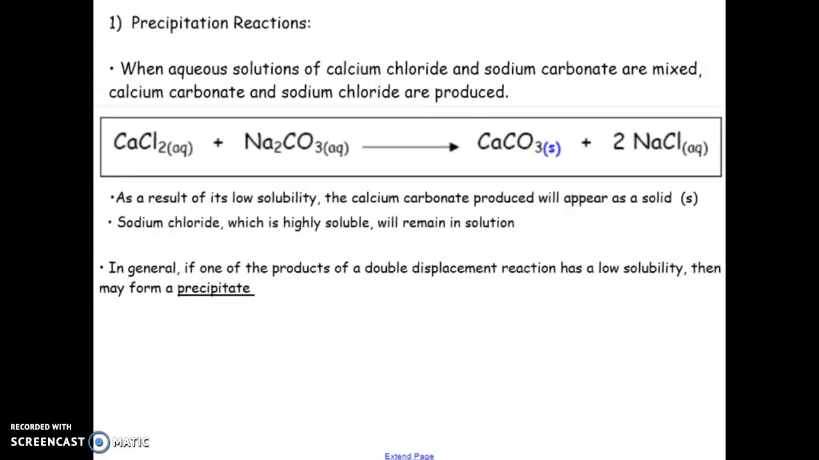Okay, so here are some examples. A precipitate reaction is where you have at least one product that is low in solubility. So for example, here we have calcium chloride and sodium carbonate. We're doing a swap here, double displacement. Calcium carbonate has low solubility. So remember, you check the solubility table for this, and sodium chloride has high solubility. So as long as you have at least one precipitate, that is a piece of evidence for a double displacement reaction.